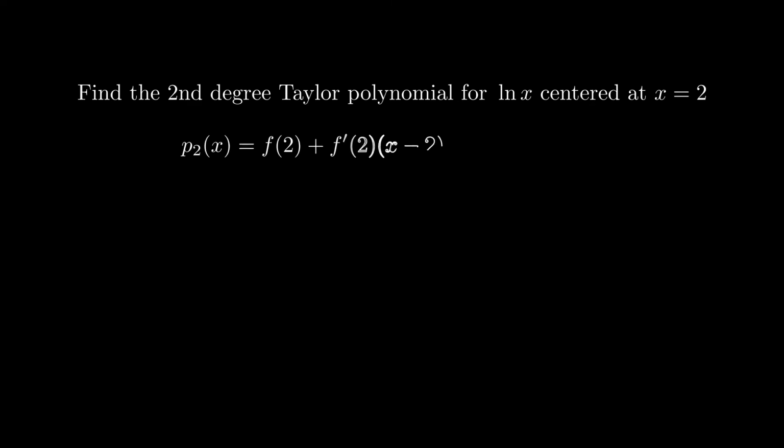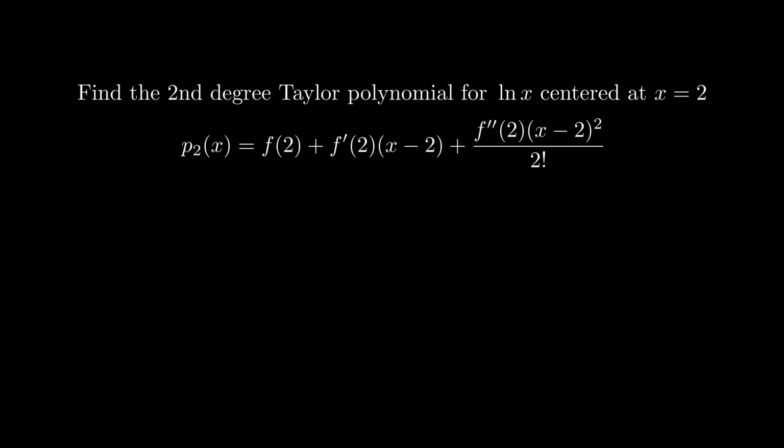Now let's find the second degree Taylor polynomial for the natural log of x centered at x equals 2. Using the form that I just showed you for a Taylor polynomial, the second degree Taylor polynomial will be f of 2 plus f prime of 2 times x minus 2 plus f double prime of 2 times x minus 2 squared divided by 2 factorial.